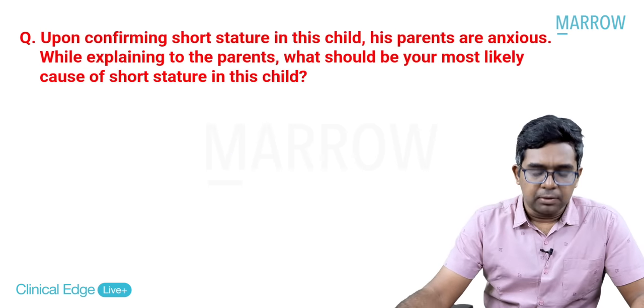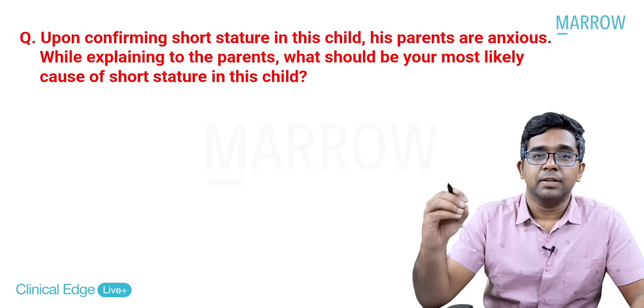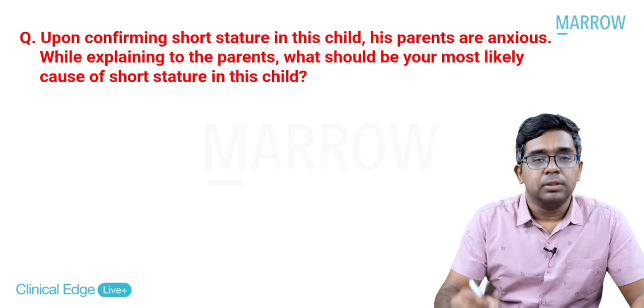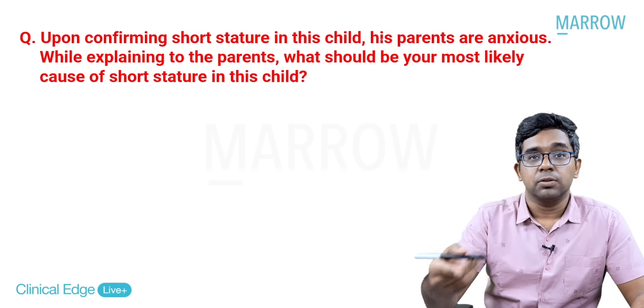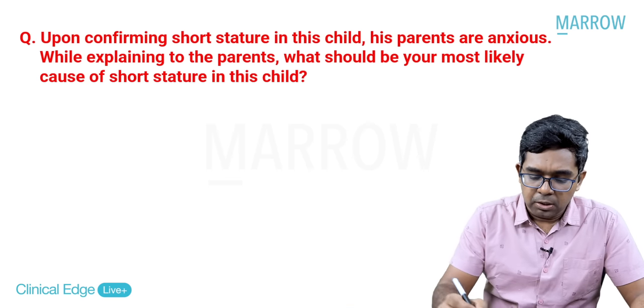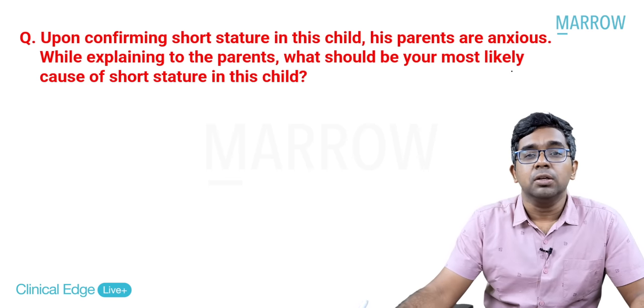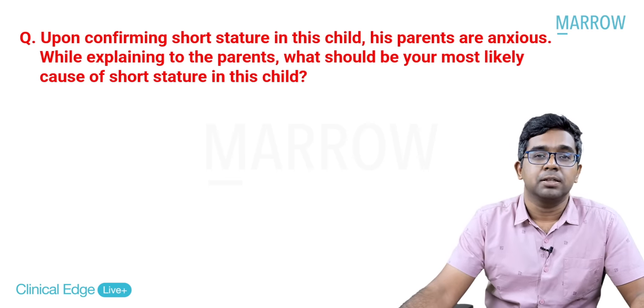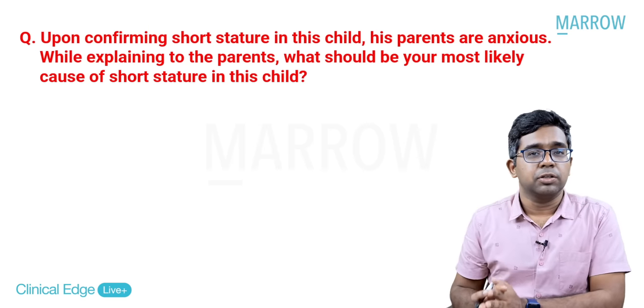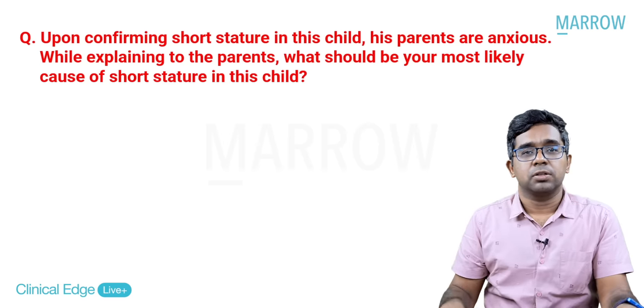Let's imagine that you have confirmed short stature in this child. In fact, the height is below third percentile or below -2 standard deviation. Now the parents are anxious because you're saying that your child is definitely short. While explaining to the parents, what should be your most likely cause of short stature in this particular child? So this is a very blanket question where I'm asking, if this child is having short stature, what is the likely cause of short stature?